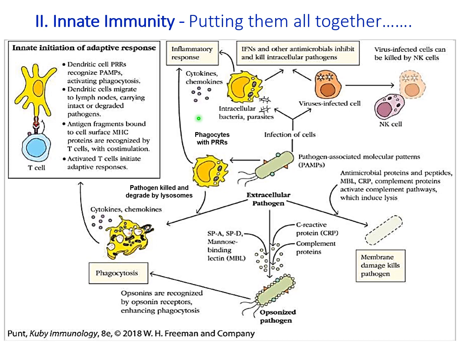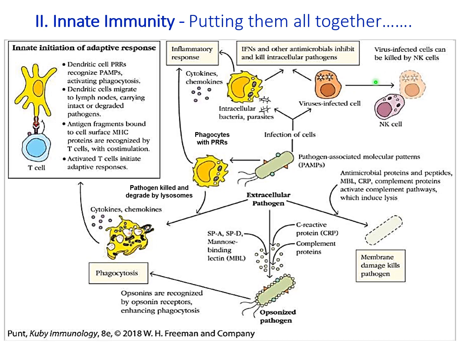This slide puts them all together. So microbial invasion brings many effectors of this innate immunity into action. Entry of microbial invaders with their pathogen-associated molecular patterns are recognized by phagocytes through their PRRs. These PRR-induced reactions induce the inflammatory response, and the secretion of chemokines and cytokines and interferons and other microbials that inhibit and kill the invading pathogens.